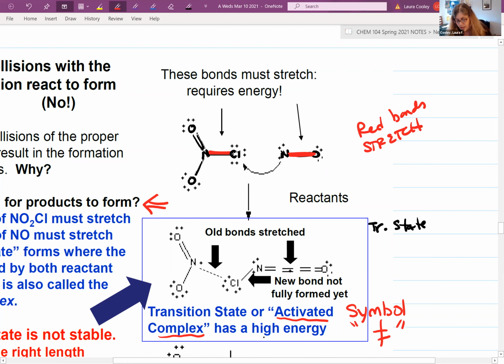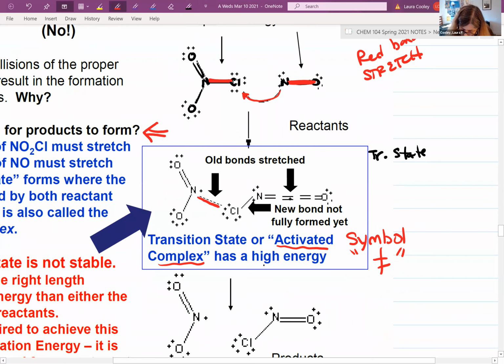And that requires energy. And a bond is going to form between this N and this Cl. But you can see I've drawn here, these are the bonds that get stretched.